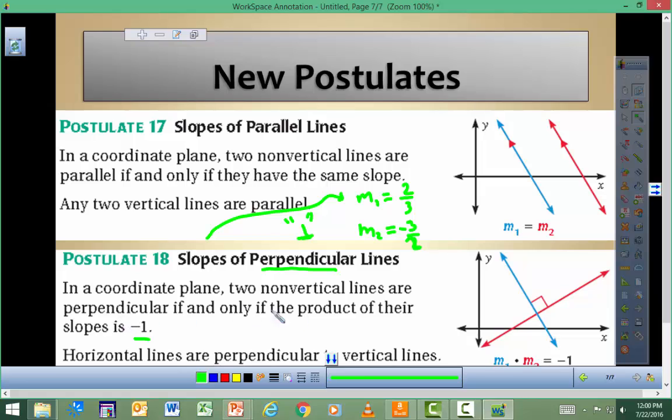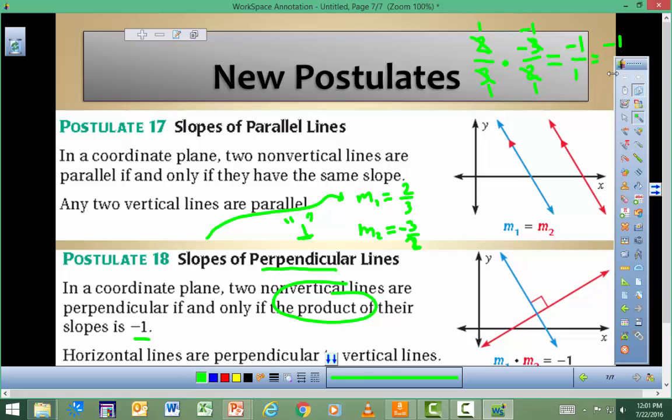Now check this out. It says the product, and the product means you multiply. So if we multiply these two slopes, I would have 2/3 times -3/2. That's the product. And what does that product equal? Well, the 2's cancel, so you get 1 here and a 1 here. And the 3's cancel. You get 1 here and a -1 up here. And 1 times -1 is -1, 1 times 1 is 1.